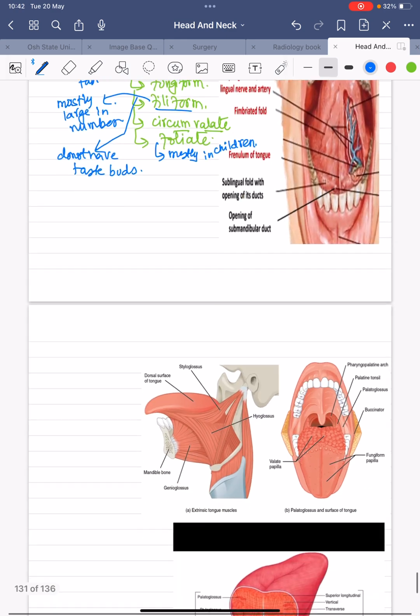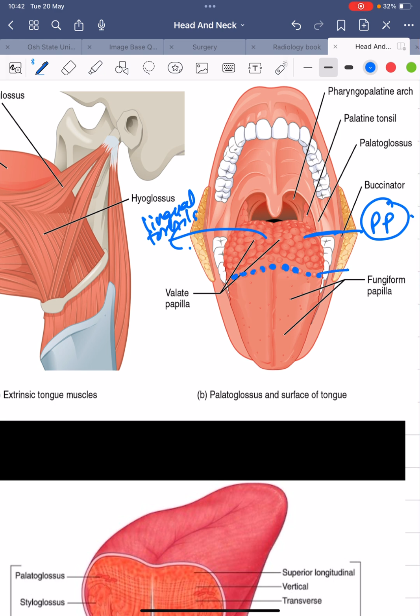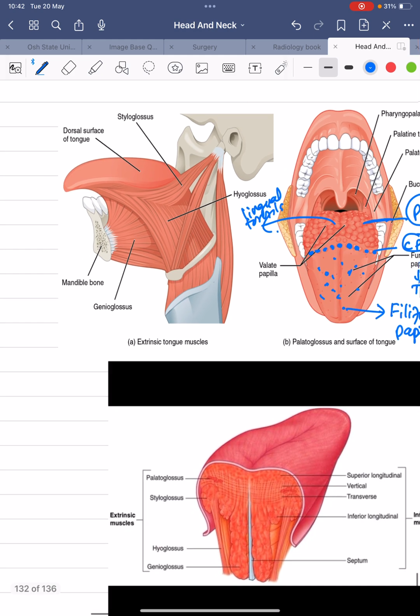So I show you one more diagram. See here, all the students. This is the lingual, this is your pharyngeal part of the tongue, and it consists of your lingual tonsils. These are your circumvallate papillae, which are 10 to 12 in number. Fungiform papillae do have taste buds, but the papillae which are larger in number on the tongue are your filiform papillae. So these are the important points in relation to the papillae.